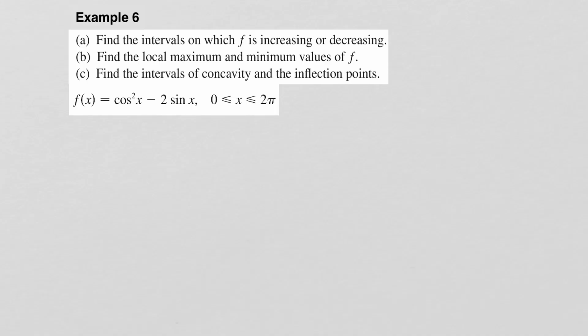In the next example, we are going to do the same thing for the function f of x equals cosine squared of x minus 2 times the sine of x on the interval from 0 to 2 pi. So again, I like to divide my work into two parts. I'm going to talk about the first derivative here and the second derivative over here, just to kind of keep those things straight. Let's go ahead and take the first derivative.